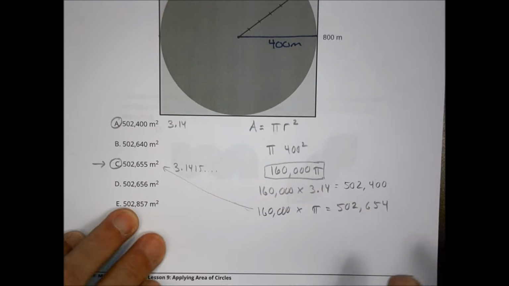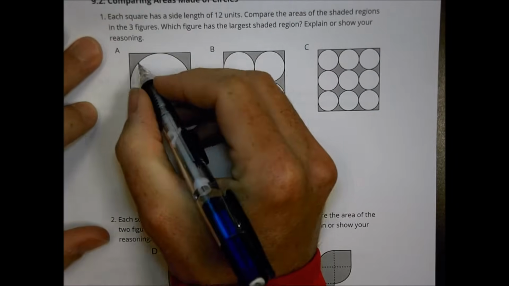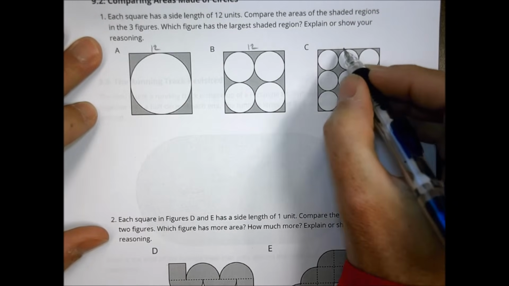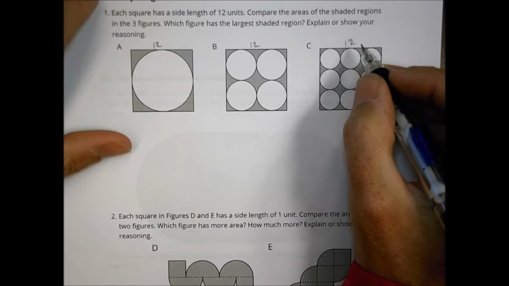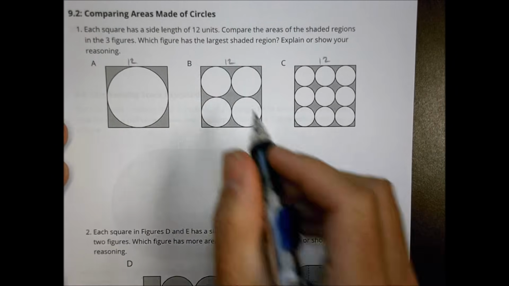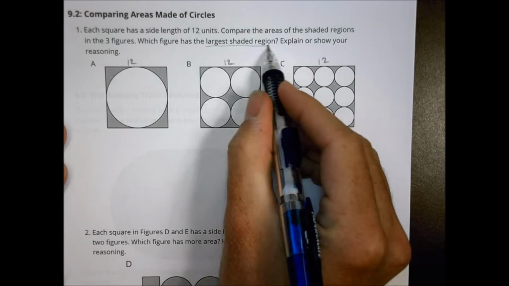Now let's look at activity number 2. It says that each square has side lengths of 12 units. So this whole length here is going to be 12. The length there would be 12. The length here would be 12. And it says to compare the areas of the shaded regions in the 3 figures. Which figure has the largest shaded region?